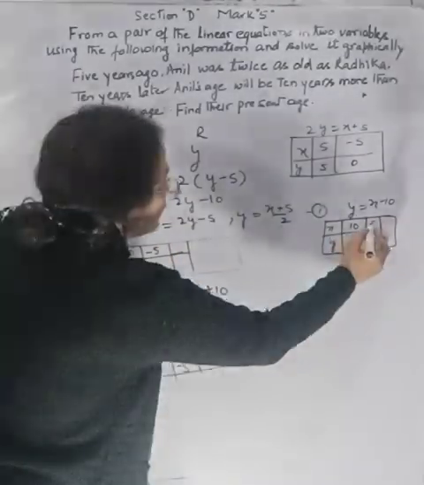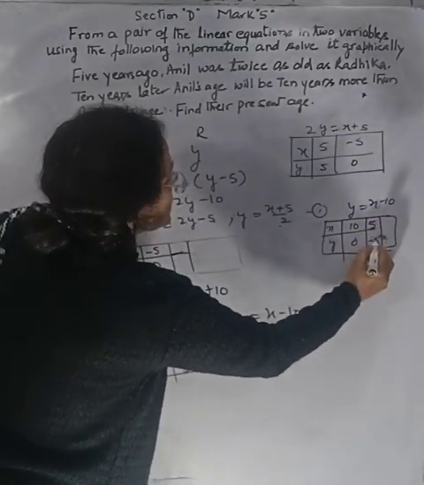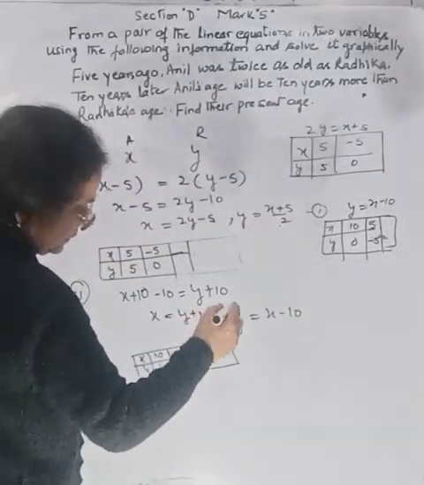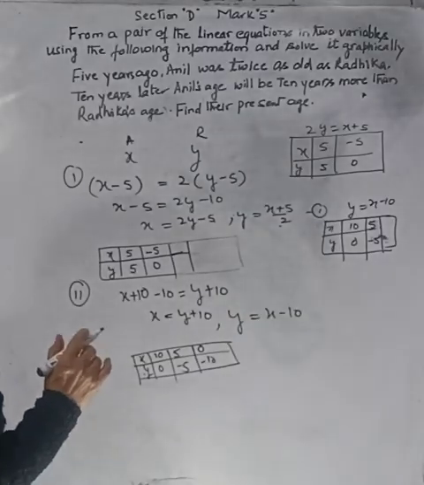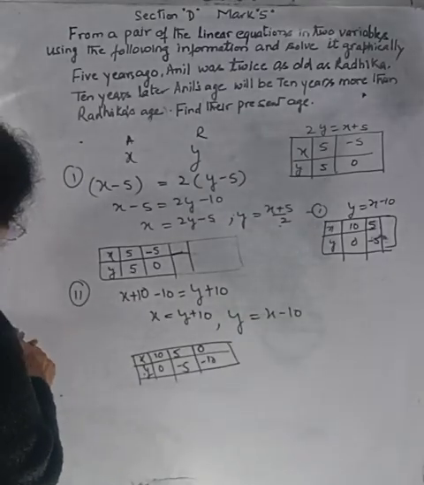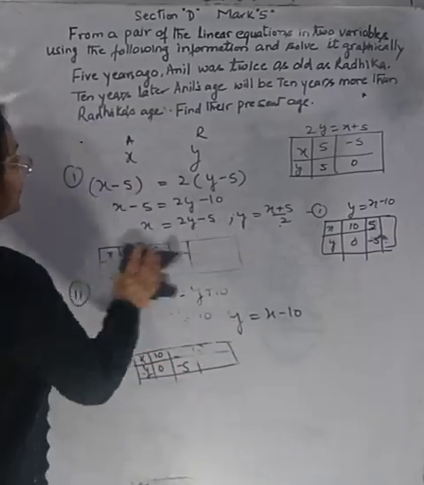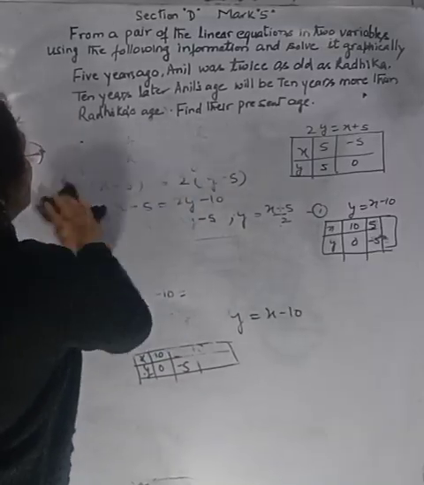5 and minus 10, 5 and minus 5, 0 and minus 10. Okay, this is also given to us. Now what we can do, this is to be rubbed. Now I'm going to rub it. Graph is going to be prepared. These are the two equations we have obtained.